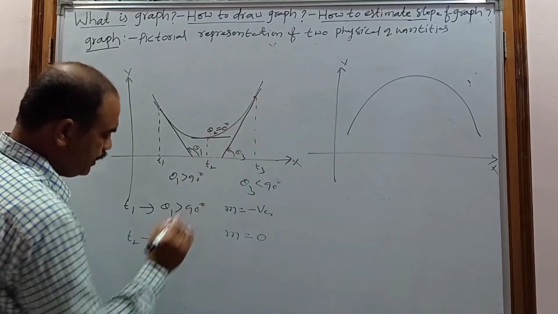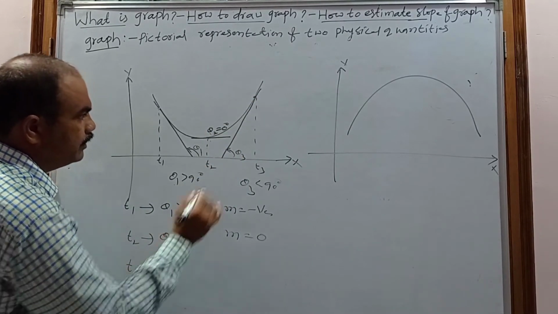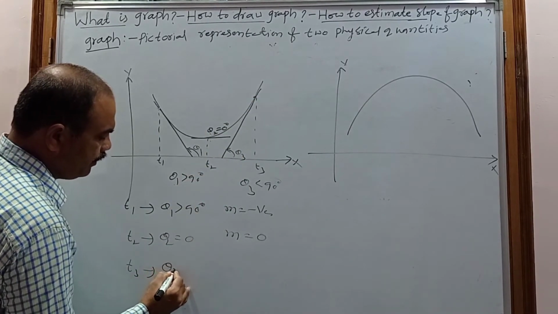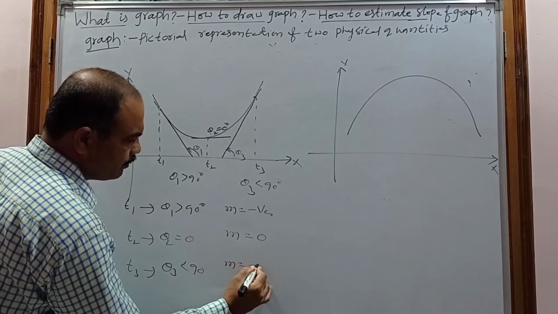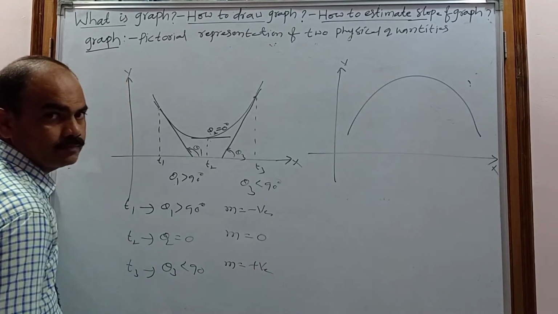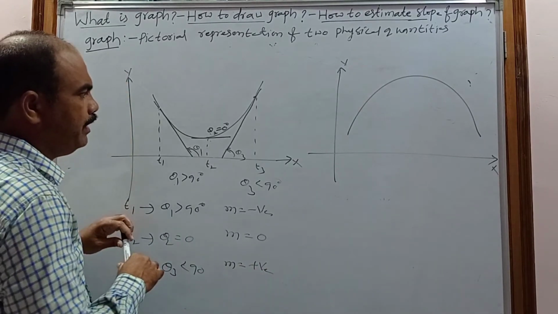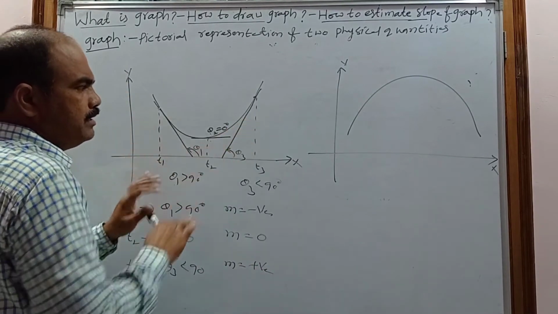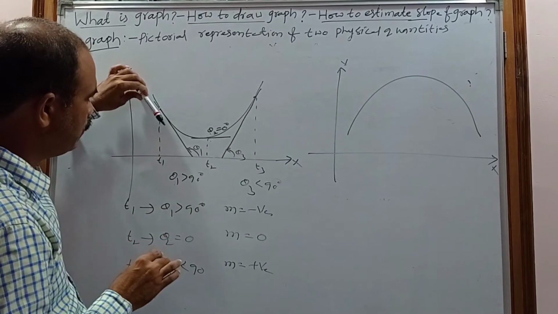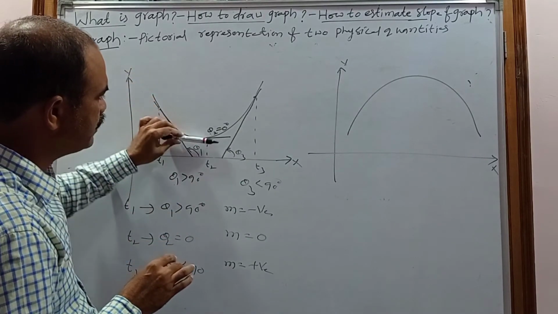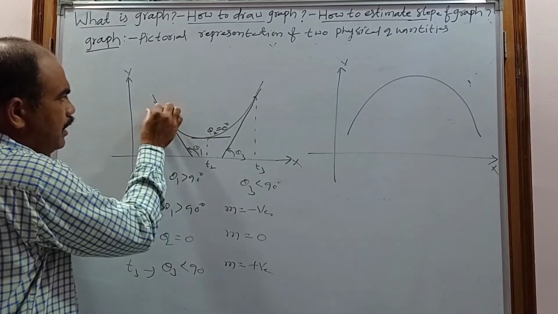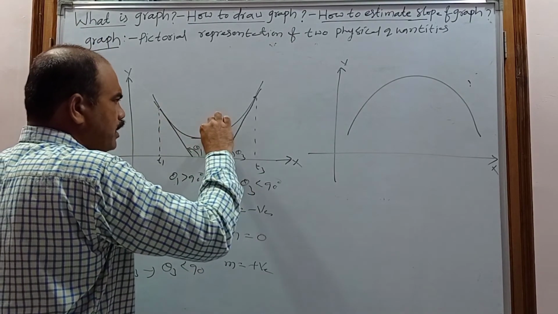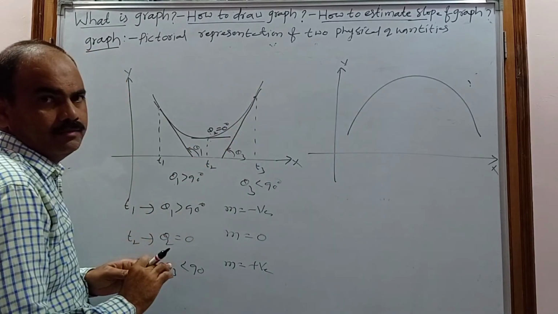And at the t3 time, what is happening? The angle will be less than 90 degrees, that's why the slope is positive. And in this graph, what is happening? Initially the slope is negative, then after that it will be 0, and then after that positive. And the slope is changing.